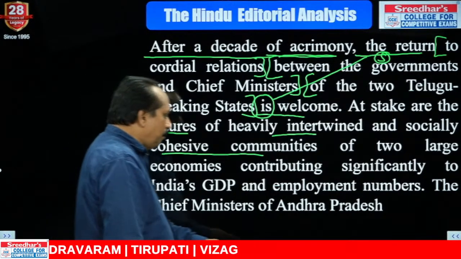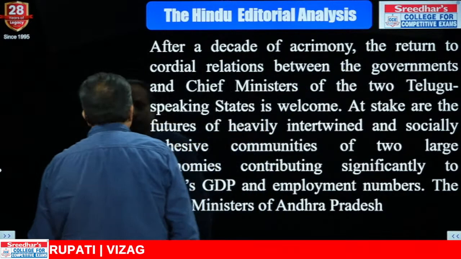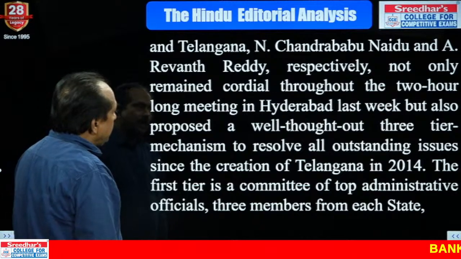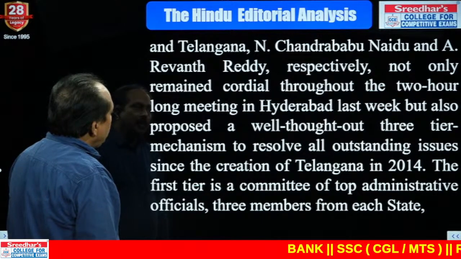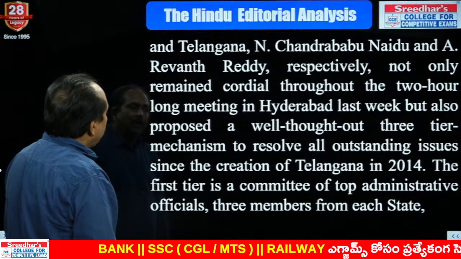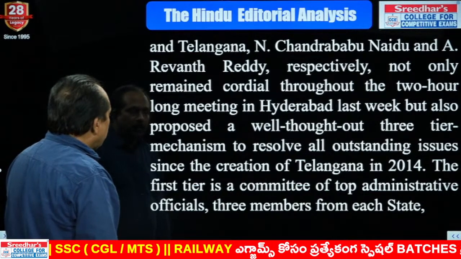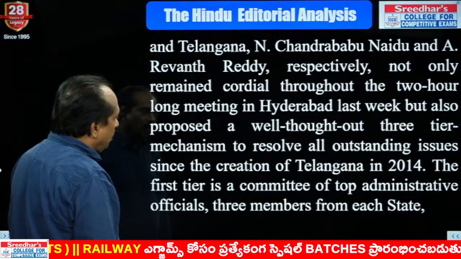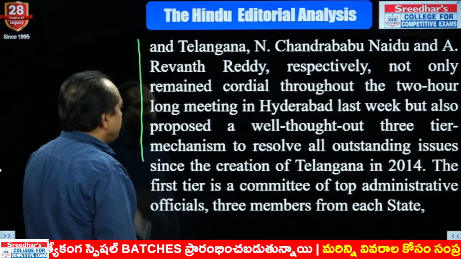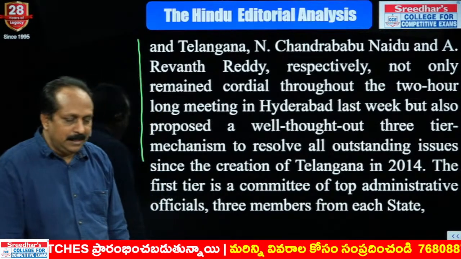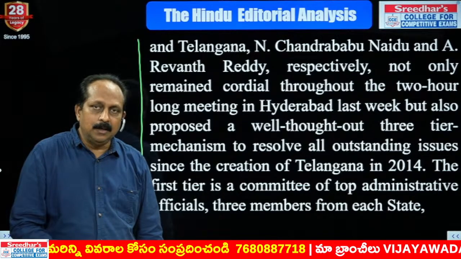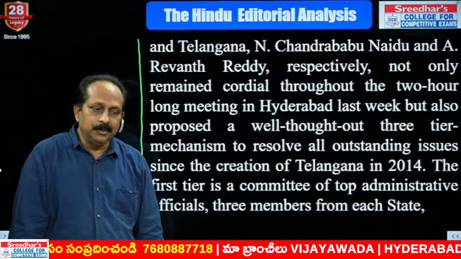The chief ministers of Andhra Pradesh and Telangana, Chandrababu Naidu and A. Revanth Reddy, respectively, not only remained cordial throughout the 2 hour long meeting in Hyderabad last week, but also proposed a well thought out three-tier mechanism to resolve all outstanding issues since the creation of Telangana in 2014. A very lengthy sentence, but easy to understand. In a nutshell, it says they have met to discuss the problems, to resolve the issues, and that's a good thing.